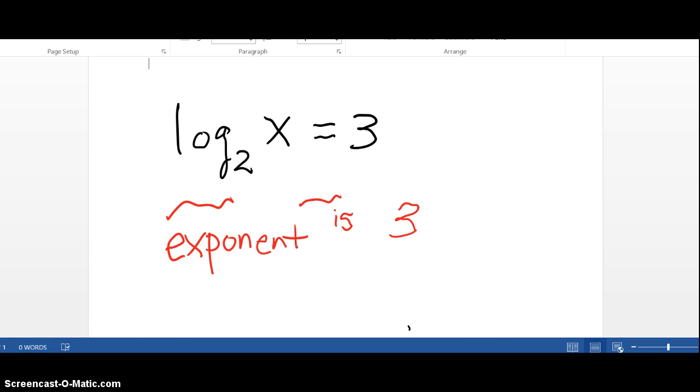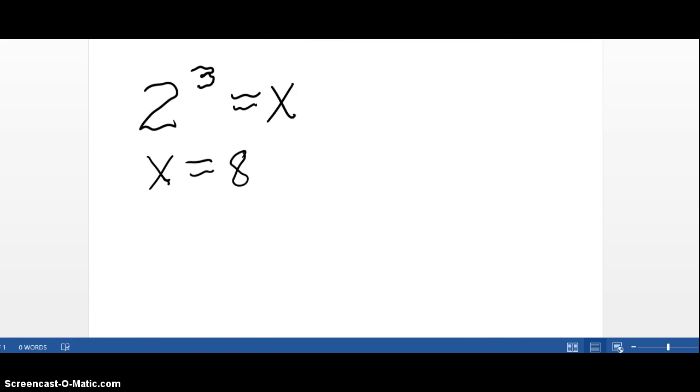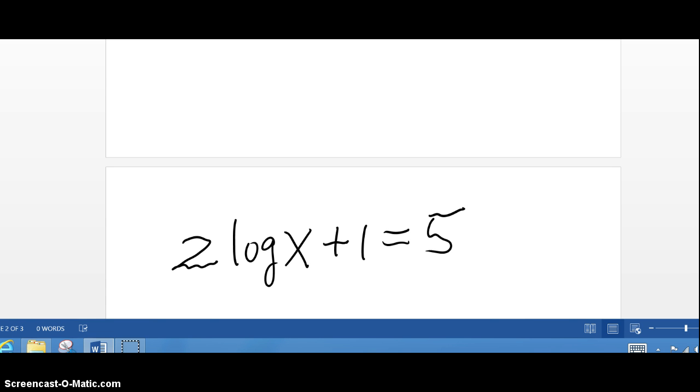So now we can take that and transform it into an exponential equation. Sure enough, there we have 2 to the third is equal to x. Now, how did I get that? Again, the exponent is 3, the base was 2. So x is equal to 8. Okay, let's look at our next equation.